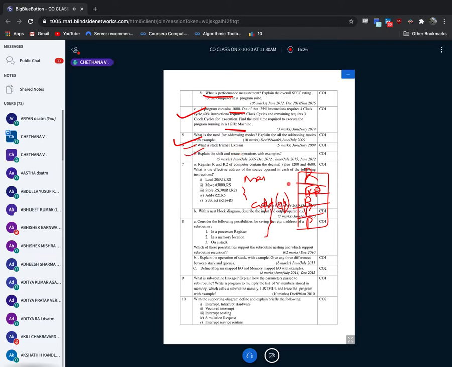And shift and rotate. Shift and rotate operations, I think we have done already: arithmetic shift, logical shift and rotate, right? So those two things are there. Just take one diagram and explain. Logical shift and arithmetic shift are there. Rotate also. Logical rotate is there. Arithmetic rotate won't be there.